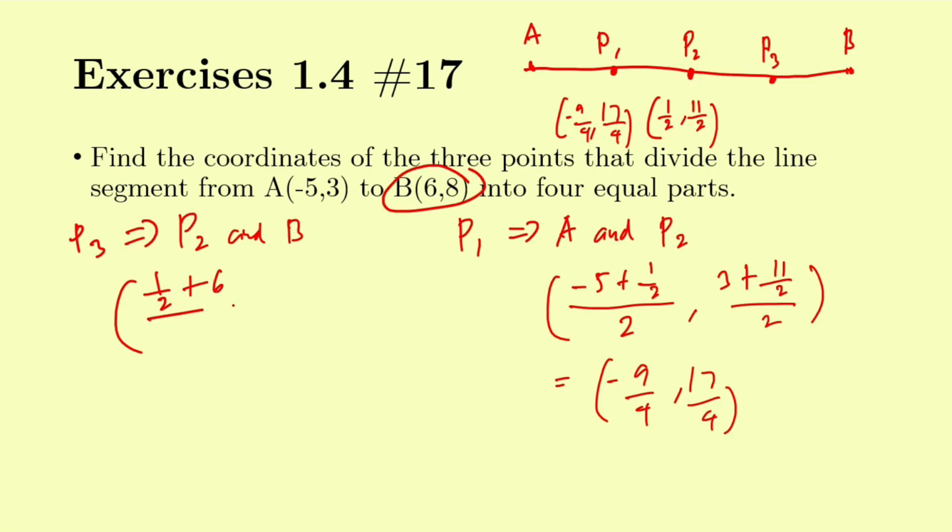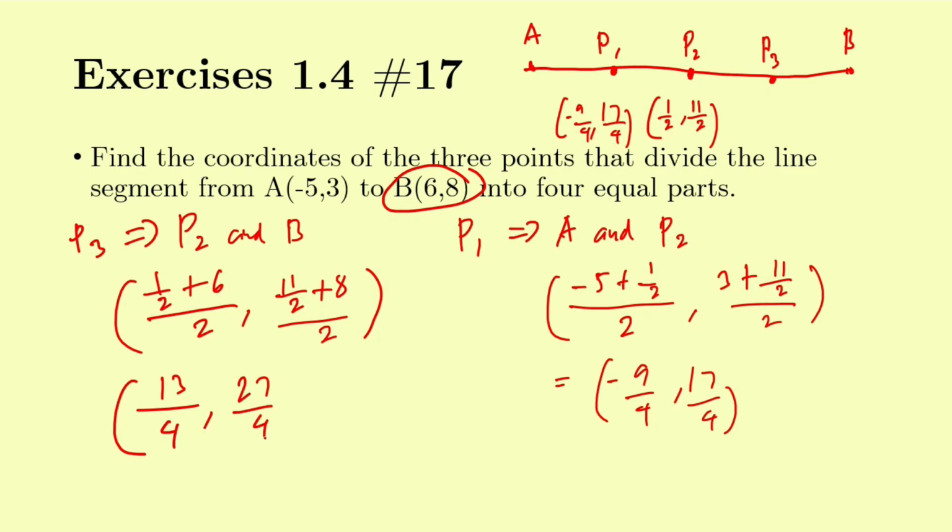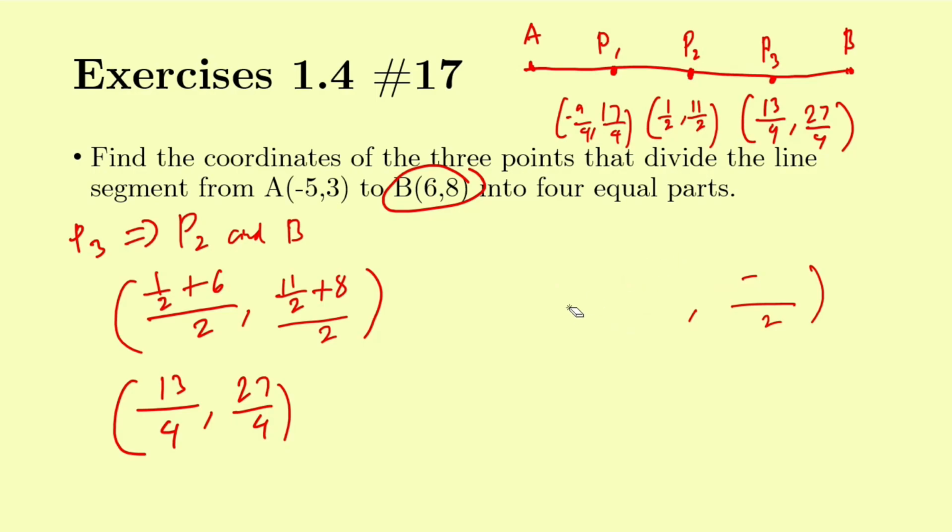1 half plus 6 all over 2, and 11 halves plus 8 all over 2, which results in 13 over 4 and 27 over 4. So 13 over 4, 27 over 4. To sum up, the coordinates of the 3 points are as follows.